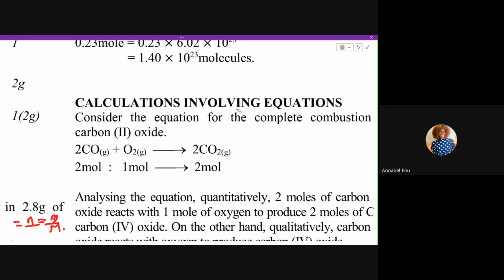I'm asking the winner, how many moles of carbon, or rather, let me say, how many moles of oxygen is required to produce 4 moles of carbon dioxide? Carbon dioxide, yes. Winner, how many moles of oxygen is required to produce 4 moles of carbon dioxide?